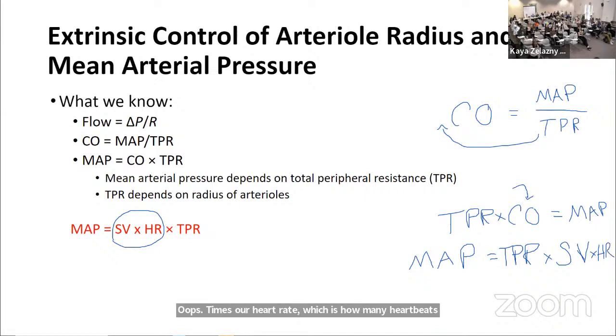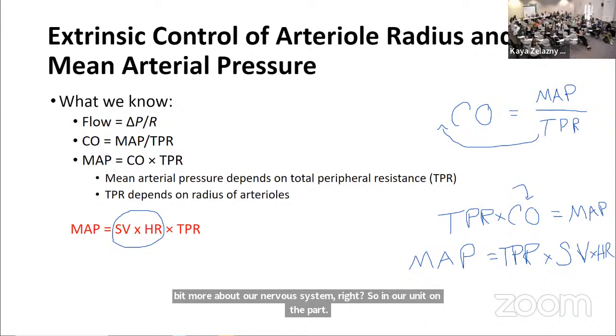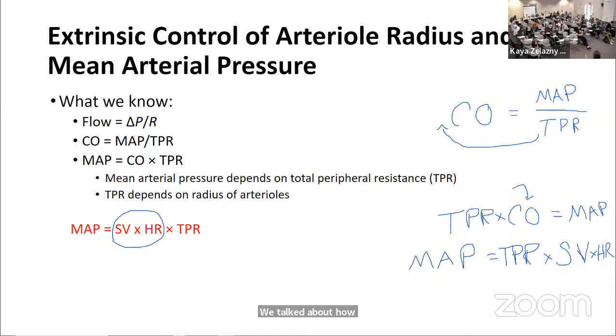I'm saying this because we're going to be thinking a little bit more about our nervous system. In our unit on the heart, we talked about how our autonomic nervous system can affect stroke volume and heart rate. Now we're going to be thinking about how our autonomic nervous system and related hormones can affect our blood pressure. We've already done this piece, the stroke volume and heart rate. Now we're going to look at those effects on our total peripheral resistance.